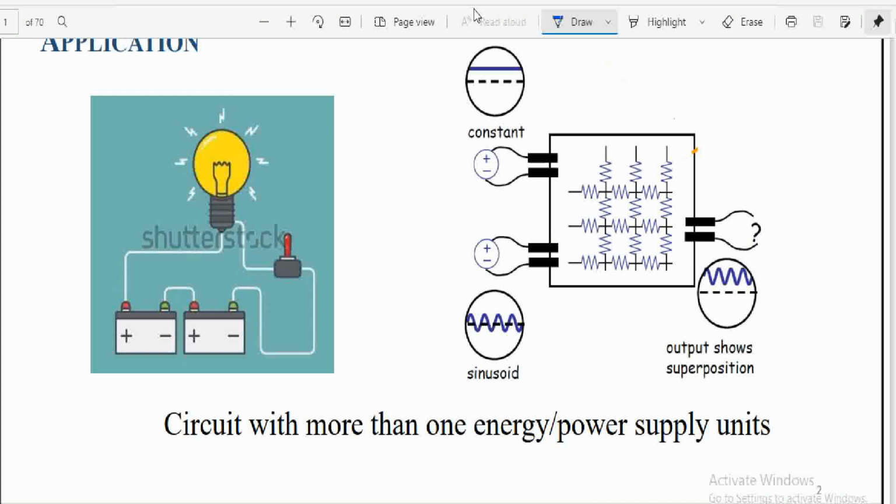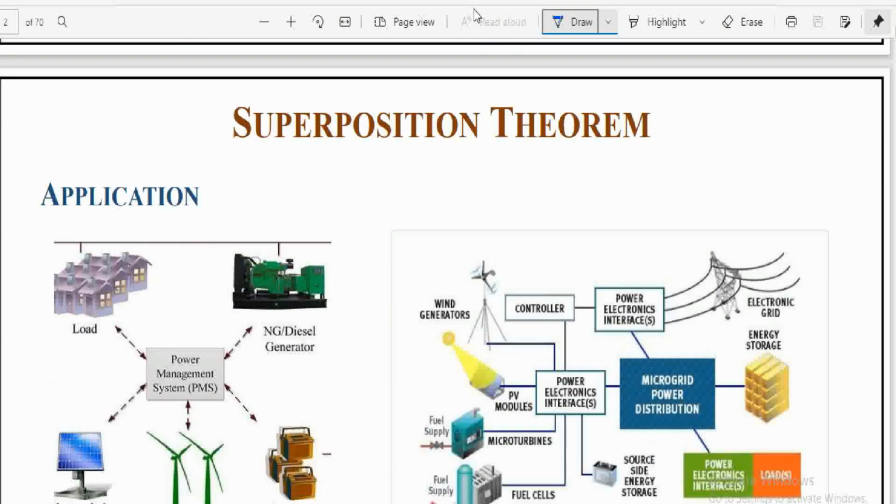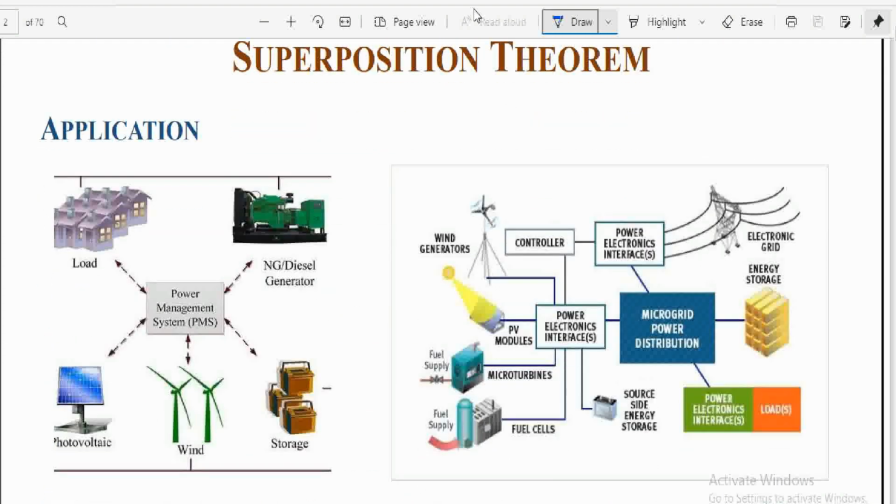And at the output, if for any circuit I apply more than one source, the response is the summation of the responses caused by individual sources acting alone. That is your superposition theorem. So what are the applications of superposition theorem? We use superposition theorem in power management systems.